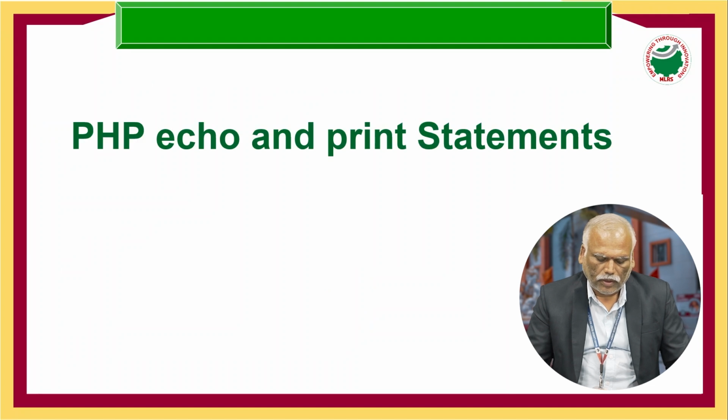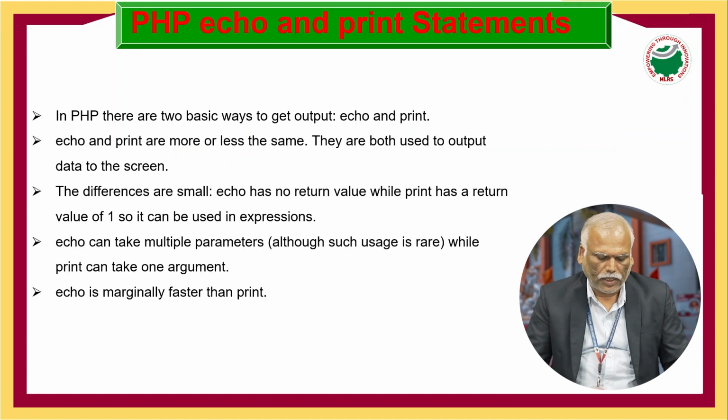Now PHP echo and print statements. That's about the declaration of global, static and local variables. To display the output, we use echo and print statements. In PHP, there are two basic ways to get output: echo and print. Echo and print are more or less the same. They both are used to output data to the screen. The difference is small: echo has no return value, whereas print has a return value of 1, so it can be used in expressions.